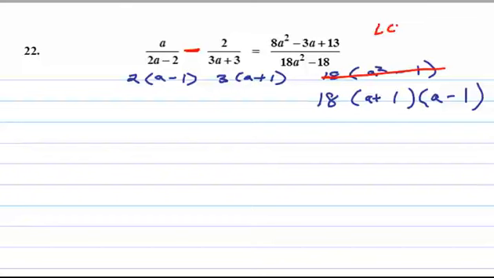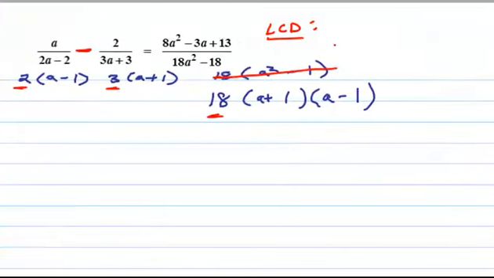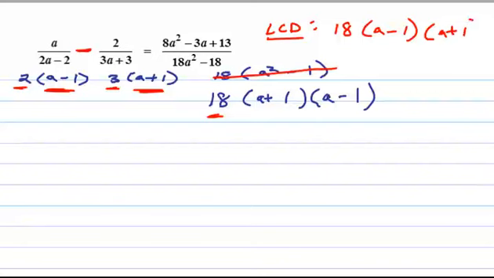So our LCD. Well, let's look at the numerical factors of each denominator. We have 2, we have 3, and we have 18. What's the smallest number that all three divide evenly into? Well, they all divide evenly into 18. Now, we need a factor of a minus 1. We need a factor of a plus 1. And looking at the last denominator, we need a factor of a plus 1, but it's there. We need a factor of a minus 1, but it's there.